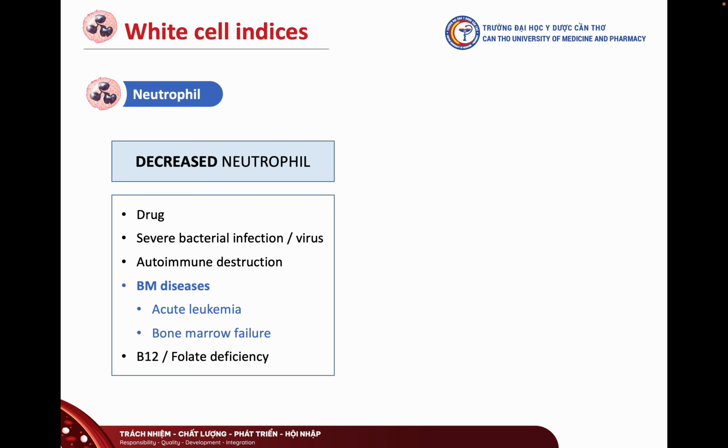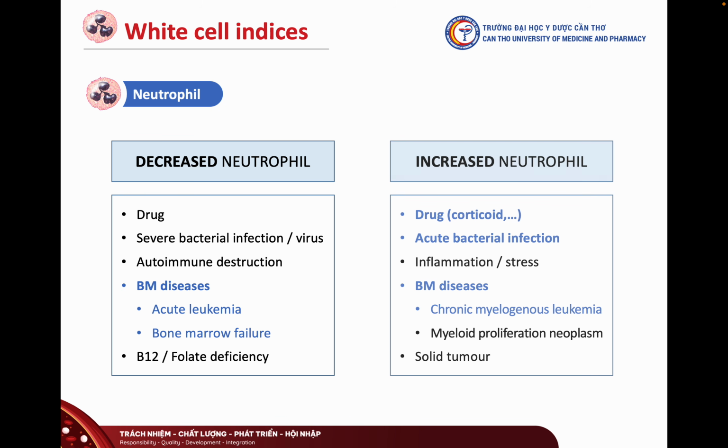Okay, now, on the other hand, when we see neutrophilia, or an increase in the neutrophils, here are the major causes. First and foremost, acute bacterial infection. That is your classic trigger. Also, inflammation and physical or emotional stress. This can cause a transient rise of the neutrophils.